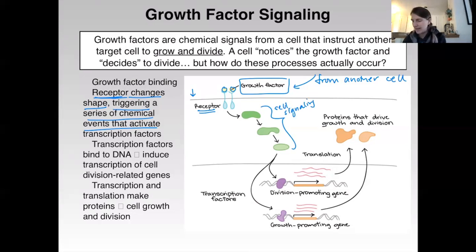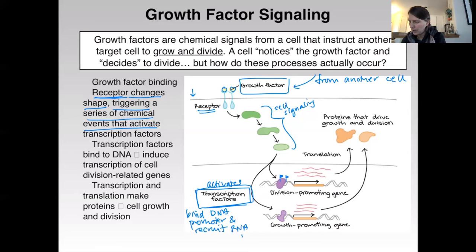But the result is that it activates transcription factors. Transcription factors are something that you should know what that is. Remember, transcription factors will bind to a promoter and act as little flags, being like, hey, hey, RNA polymerase, come here, come hither, right? So it will bind the DNA. Transcription factors will bind the DNA promoter, the promoter of a gene, and recruit RNA polymerase, right?